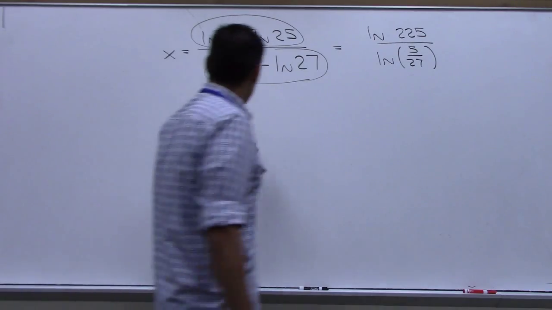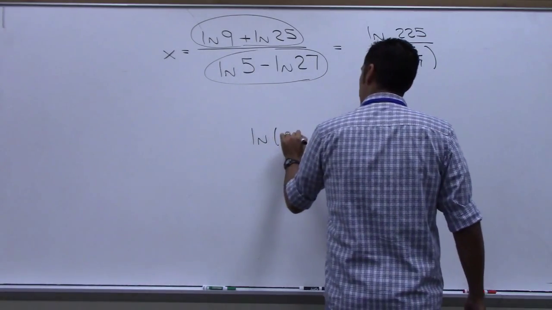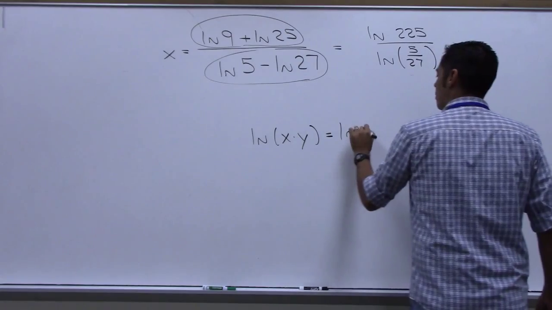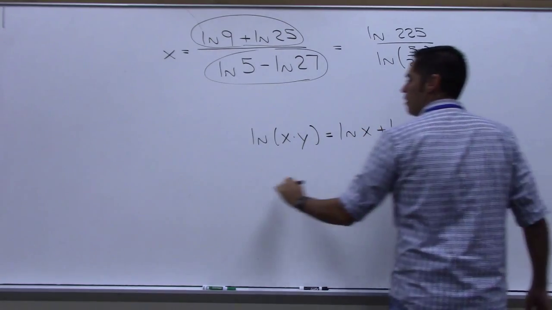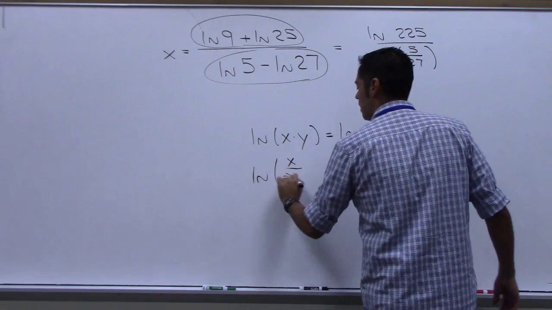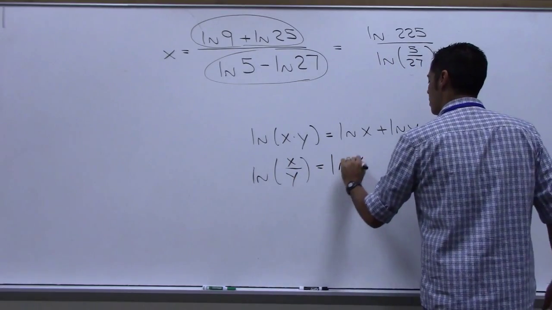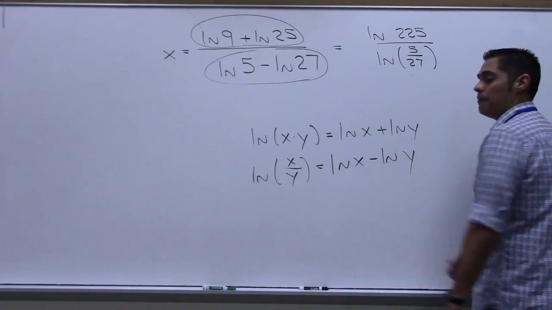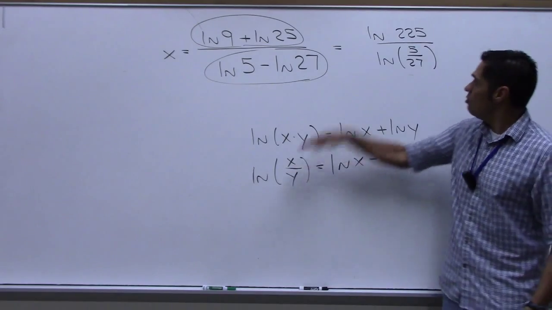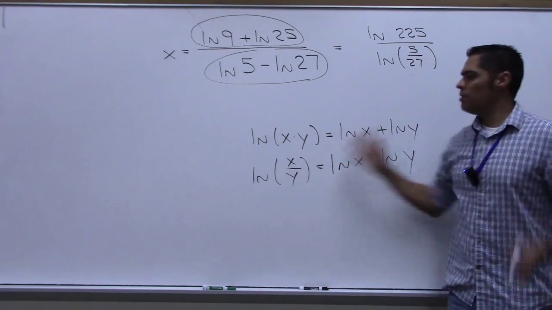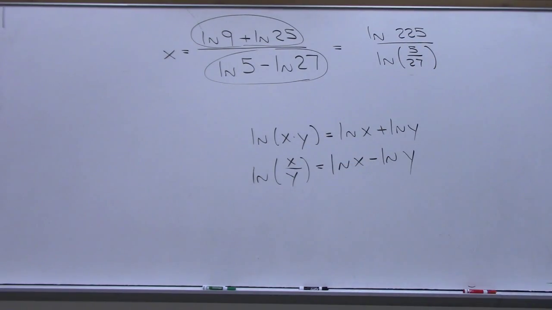Okay, remember the property is that if you have natural log of x times y, that splits into 2, right? If you have natural log of x over y, where the x over y is the argument, then you're allowed to split it up, right? But if you have 2 natural logs like this, there is no formula for that. So you just have to get on your calculator and do that.